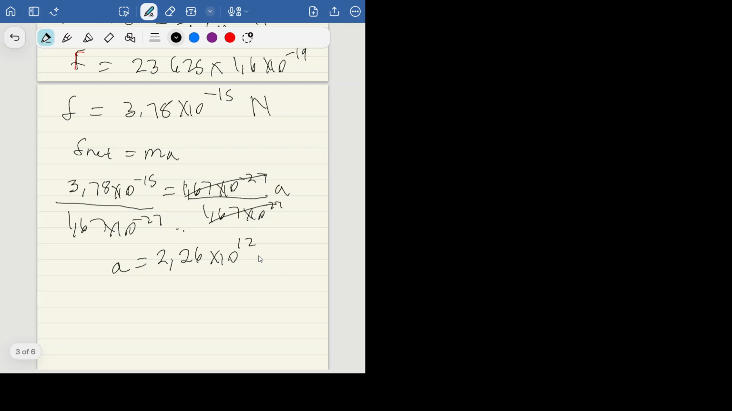Okay, now since it's acceleration, the unit must be meters per second squared. Nearly forgot.